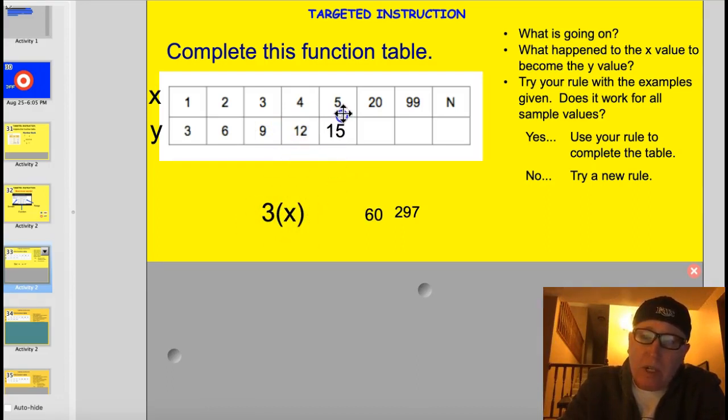So we can fill our table in here. 3 times the 5 would be the 15. 3 times the 20 would be the 60. 3 times 99 is going to be 297.